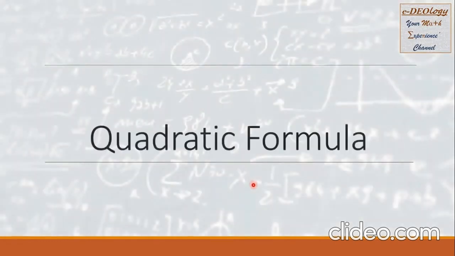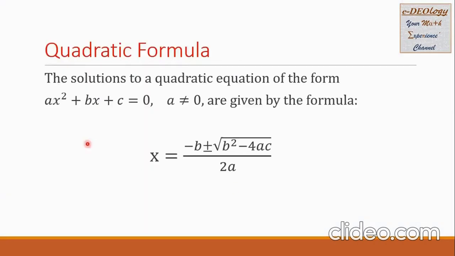Let us see now the quadratic formula. The solutions to a quadratic equation of the form ax squared plus bx plus c equals 0, where a is not equal to 0, are given by the formula, and this is the quadratic formula. x equals, in the numerator, negative b plus or minus the square root of the quantity b squared minus 4ac all over 2a.